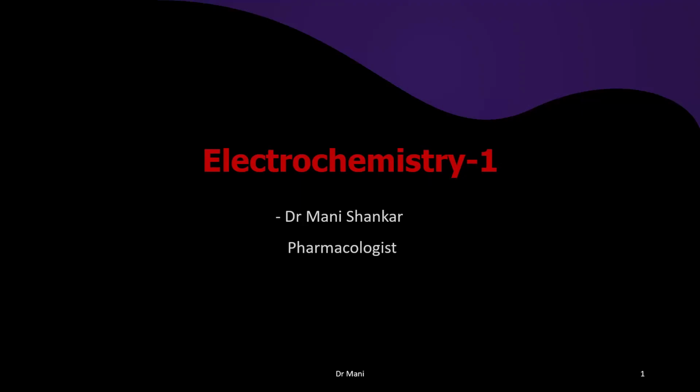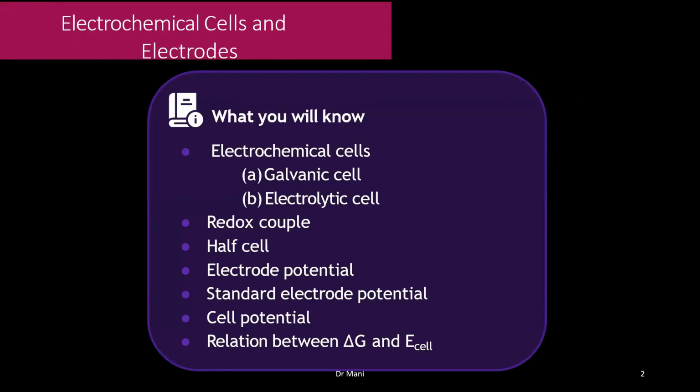Okay, so we'll start a new topic. That's electrochemistry. So today we'll study the electrochemical cells and the electrodes. We'll be seeing what a galvanic cell is, and we'll be seeing about the electrolytic cell. We'll be seeing the redox couple of a cell, electrode potential, standard electrode potential, cell potential, and the relation between delta G and E cell. So these are the major things that we'll discuss today.